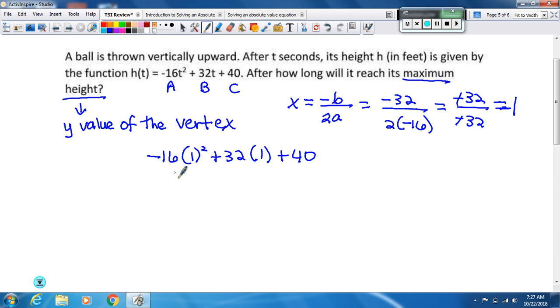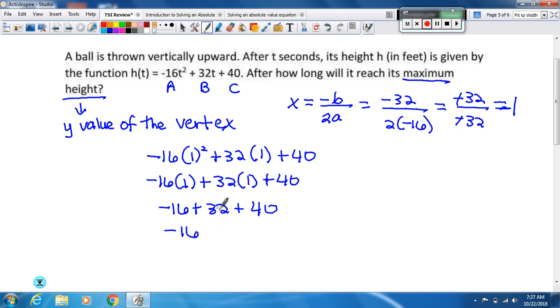So order of operations says you've got to do the exponents first. So 1 times 1 is just 1. All of these stay the same. I'm just showing you how to do it in case it's not a 1, how you would have to handle it. So then you multiply. Negative 16 times 1 is negative 16, plus 32 times 1 is 32, plus 40. So I usually do the positive numbers first, so leave the negative 16 alone. 32 and 40 is 72. And then you go ahead and figure out what that is. So 72 take away 16 is 56.